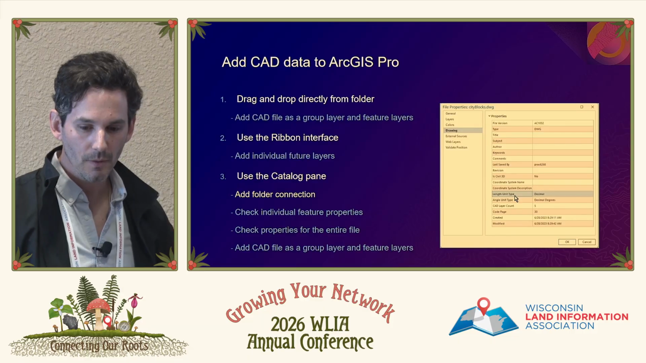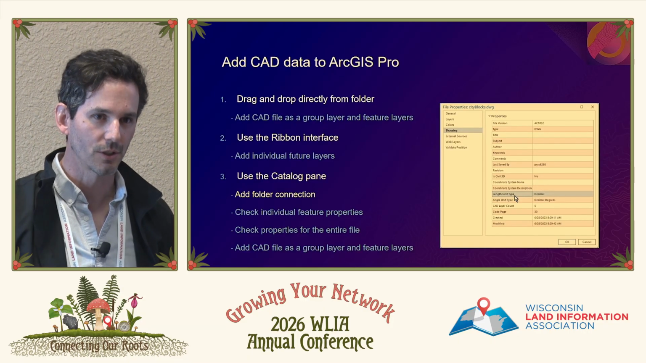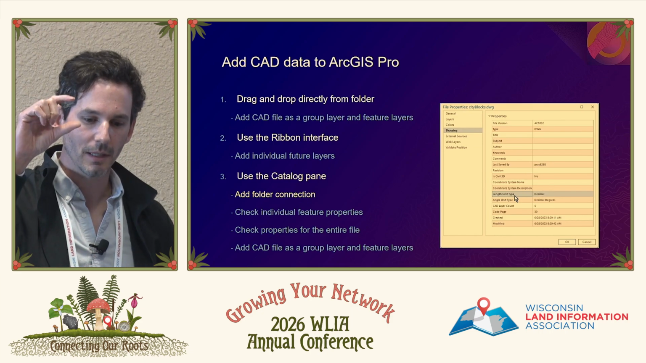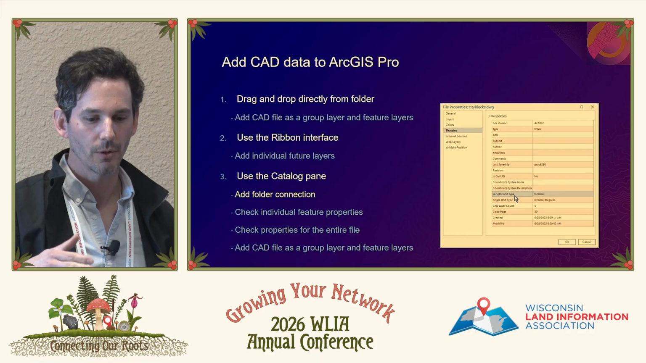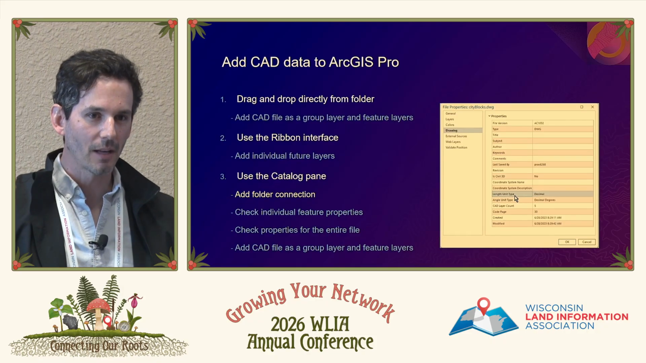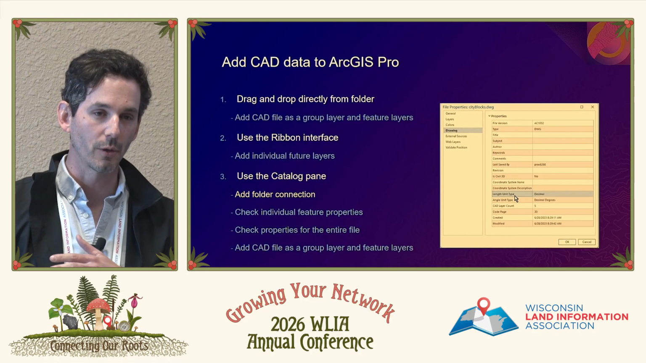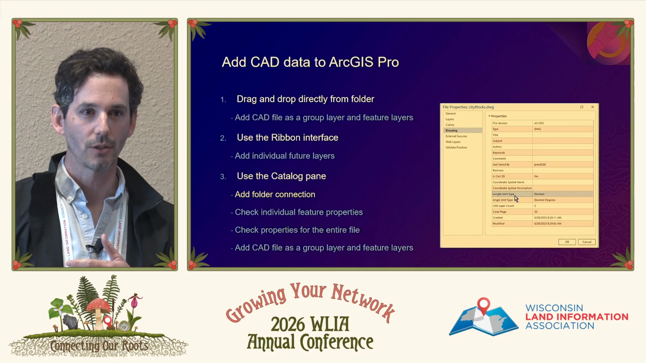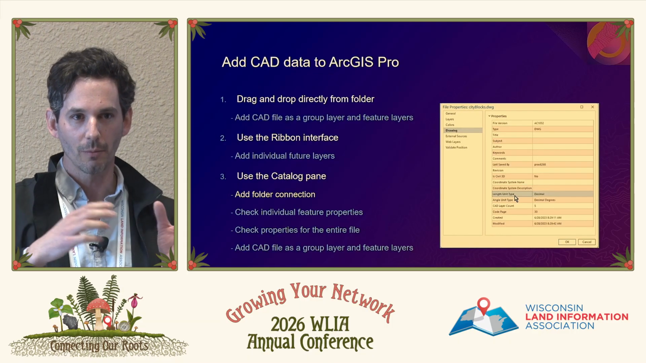So there are 3 options to add CAD data to Pro. One is just drag and dropping something on the map. The other one is the Add Data button, just like you have one in CAD, you have one in Pro. And then the third one, which is the best one because it gives you more options, is on the catalog pane. It could be a local file. It could be a connection that you create to the Autodesk cloud, and you're accessing directly from there.